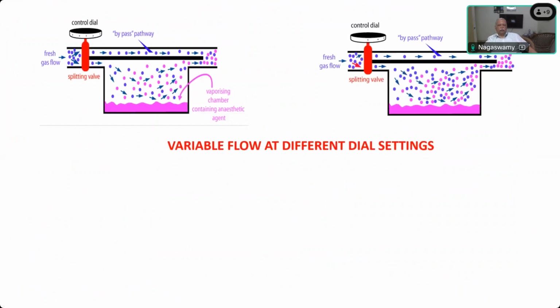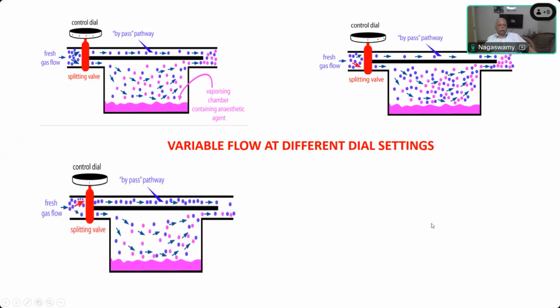Variable flow at various dial settings. So depending upon the dial setting, the amount of gas going through the bypass without picking up vapor and the amount of gas coming into the vaporizing chamber will differ. So if you see, you get only 1%. You can see the number of purple dots are less. When you keep the dial setting at 2 or 3%, you can see the number of purple dots are more. So depending upon the splitting valve, it goes.